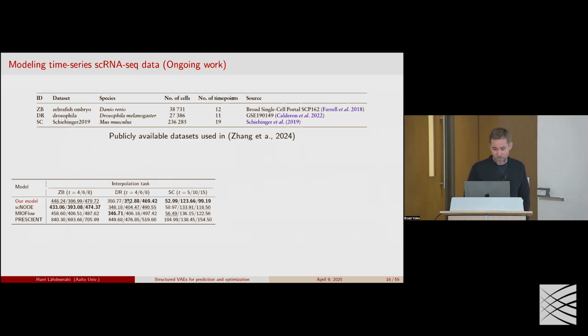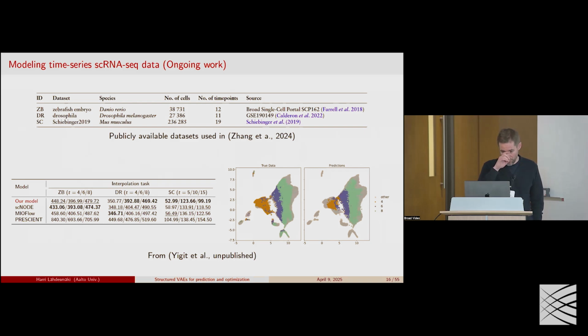And it seems to perform relatively well, at least against the previously proposed models, which are mostly using neural ODE type of techniques for the modeling. And here are the corresponding predictions. So this is the data color-coded according to time points, and then these are the predictions from our model in, again, 2D embedding space.